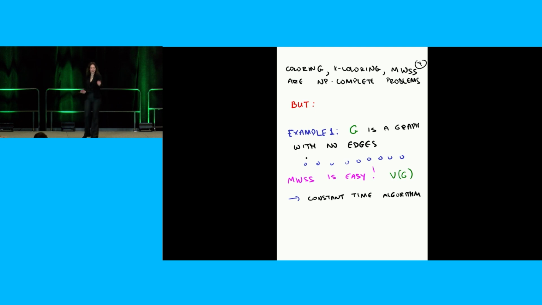For example, here's a graph in front of you. It's a graph with no edges. Well, then I know what the max weight stable set is. It's the whole vertex set of the graph. So I solved it in constant time, right? Okay, so that's not somehow this problem. I know it's hard, but it's not hard yet.